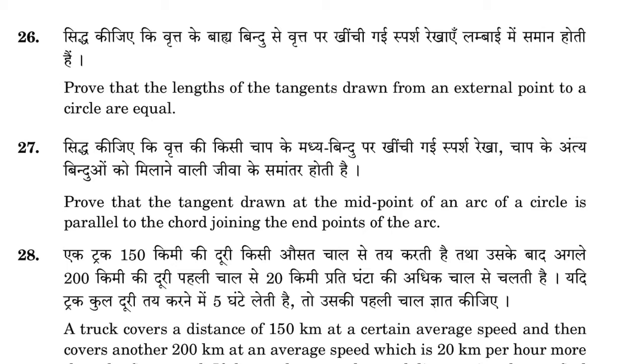Question number 26. In this question, we have to prove the lengths of the tangents drawn from an external point to a circle are equal. So let's see, this is the circle with center O and this be the external point, and these are the two tangents drawn. So let this point be R, this be P, this be Q, and center is O.